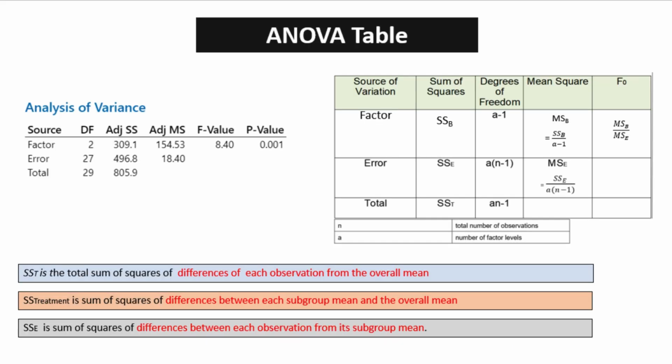The ANOVA table helps researchers determine whether the differences observed between the group means are statistically significant, which is crucial for drawing valid conclusions from the experimental data. By analyzing the F value and the corresponding P value, researchers can assess the impact of the independent variables on the dependent variable and make informed decisions about the significance of the findings.